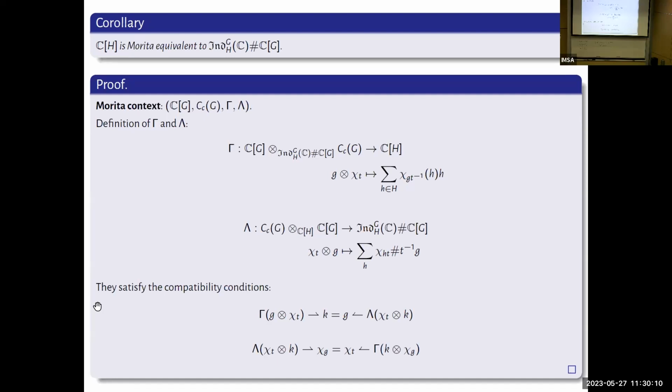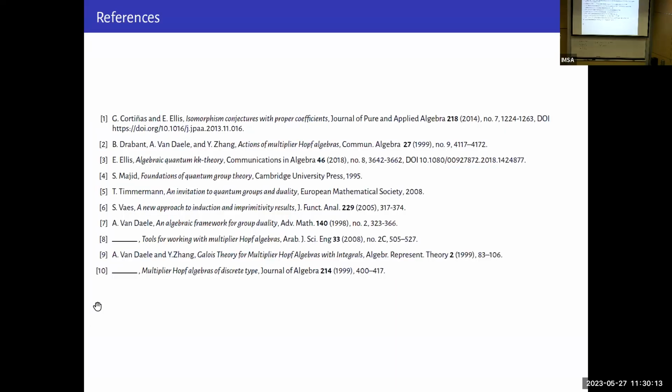Because, well, that is what I wanted to tell you today. Look, these are our references. Here, in this paper, a new approach to induction, and we are really here, an algebraic framework for group duality. This is where algebraic quantum groups are defined. And in this work, a new approach to induction and imprimitivity results, there are some results of induction, but for locally compact quantum groups. That is for von Neumann algebras. Okay. So we were inspired by this paper to obtain results in the case of algebraic quantum groups.